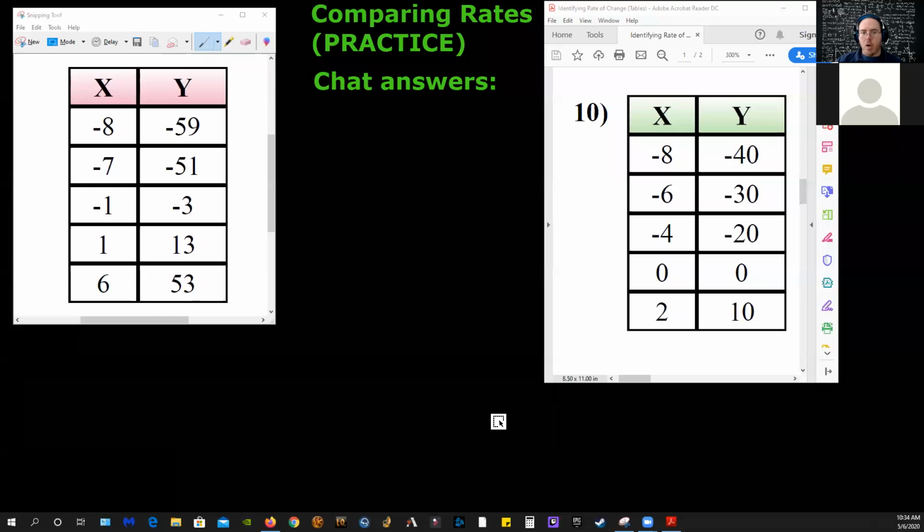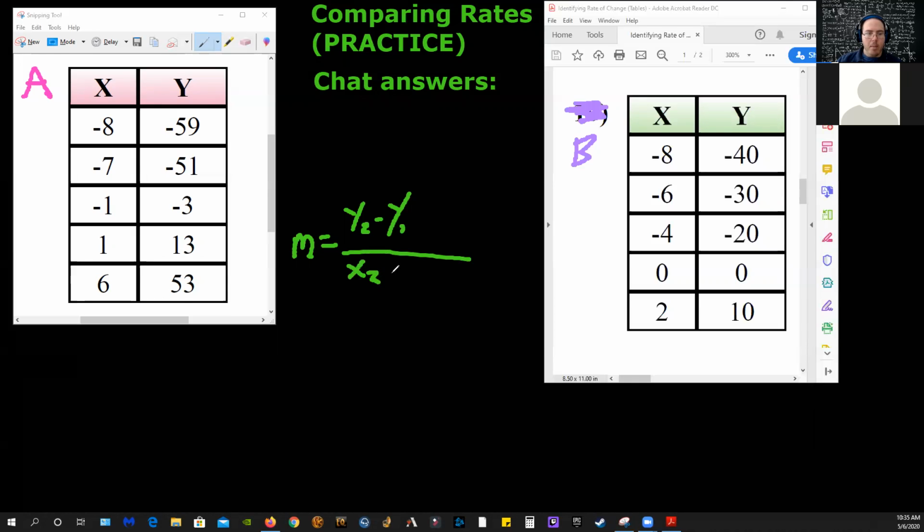All right, so here's what we're trying to figure out. Which one of these two has the greater rate of change? We'll go ahead and call this function A, and we'll call this function B. Now, the way we're going to solve this, chat, is that slope is equal to y2 minus y1 over x2 minus x1.